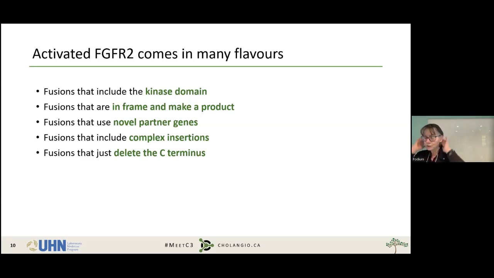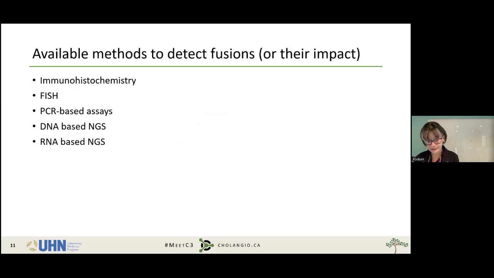The fusion puzzle, as I just said, there's lots of novel partners, so we have to be aware of that and ready to handle that. There can be some very, very complex insertions that I'm not going to bore you with because even I don't understand them all. There's a lot of really weird stuff that happens with these things. And sometimes all it has to do is lop off the end of the gene, and that itself can be oncogenic. So there's lots of different, and again, you don't need to know all these details. I'm just trying to paint a picture of what it is that we're up against.